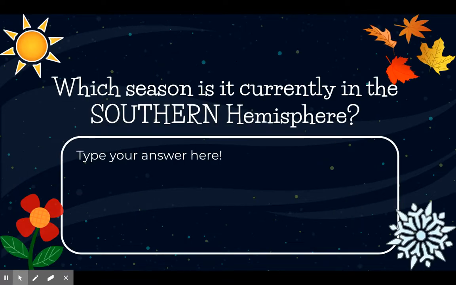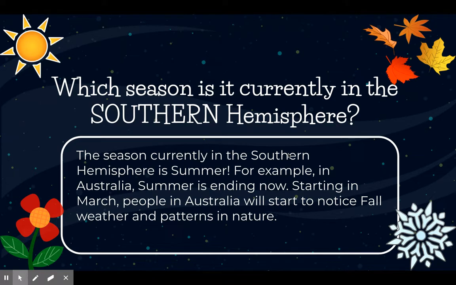Okay, which season is it currently, meaning right now, February 2nd, in the southern hemisphere? Remember, we live in the northern hemisphere. People who live in Australia live in the southern hemisphere. So what season is it for them right now? If you guessed summer, you're correct. The season currently in the southern hemisphere is summer.